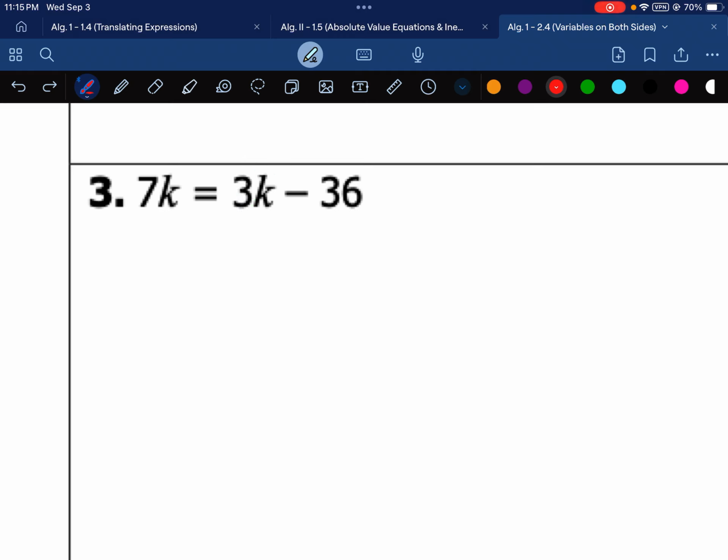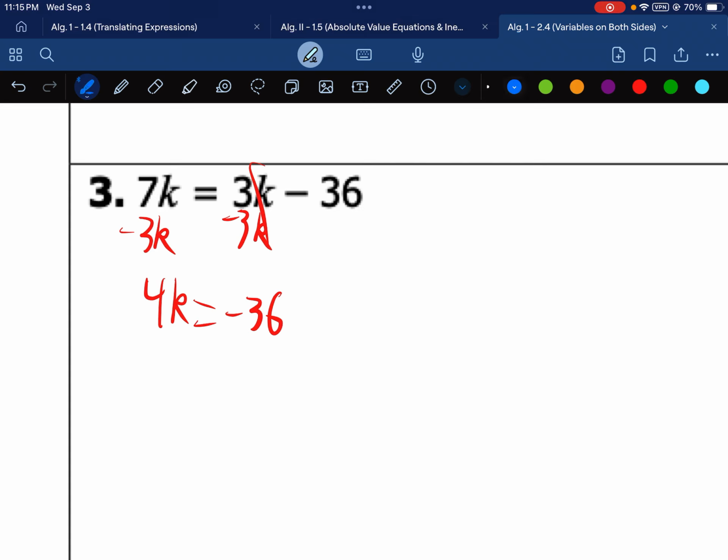So here I'm going to go ahead and subtract 3k though as the problem stands, and get 4k equals negative 36. Divided by 4, and k equals negative 9.